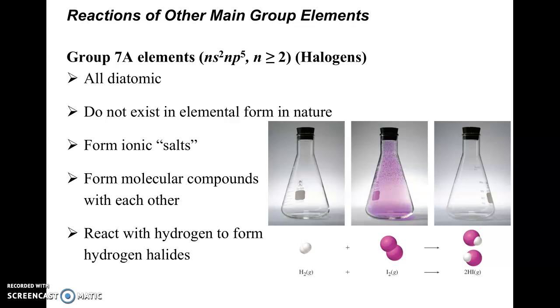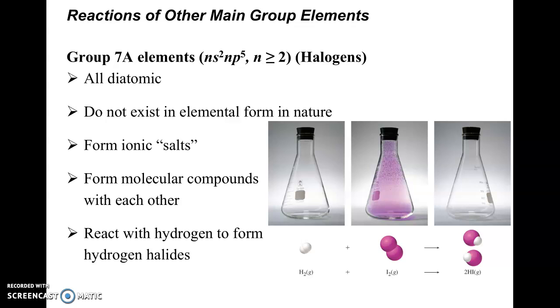And then we get into group 7A, and these are the halogens. Halogens are all diatomic. They do not exist in the elemental form in nature because they're highly reactive. They tend to form ionic salts because they pull electrons away from any metals, but they can form molecular compounds with each other, and that means they're sharing electrons there.